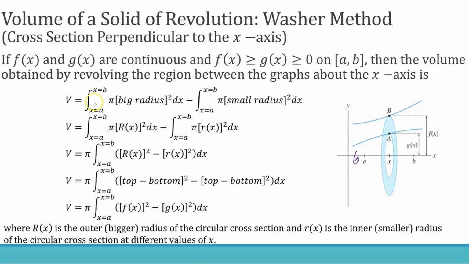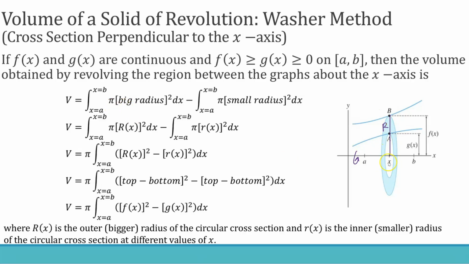Then the volume obtained by revolving this region between the graphs about that x-axis is going to be found by doing the integral from a to b of pi times the big radius squared dx. So the big radius here extends from the axis of revolution all the way to that farthest away function here, f of x. And if we find this first integral, that's using the disk method.